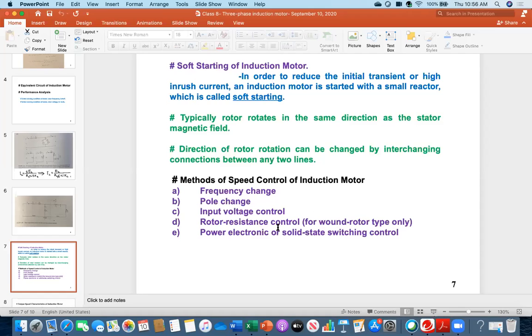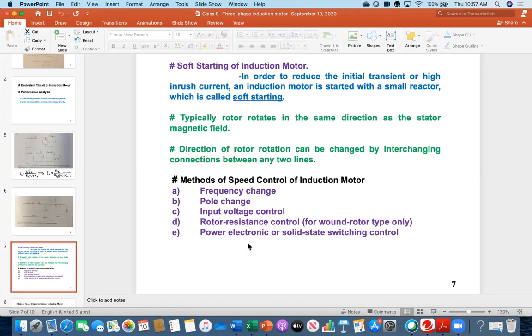But if you remember, if you see the previous class and the picture of that wound rotor type, you can connect an external resistor. And if you connect an external resistor, this means that you can control the rotor current. And if you control the rotor current, meaning that you will control the rotor flux production and then interaction, and ultimately the torque control. And if you can control the torque, that means speed control.